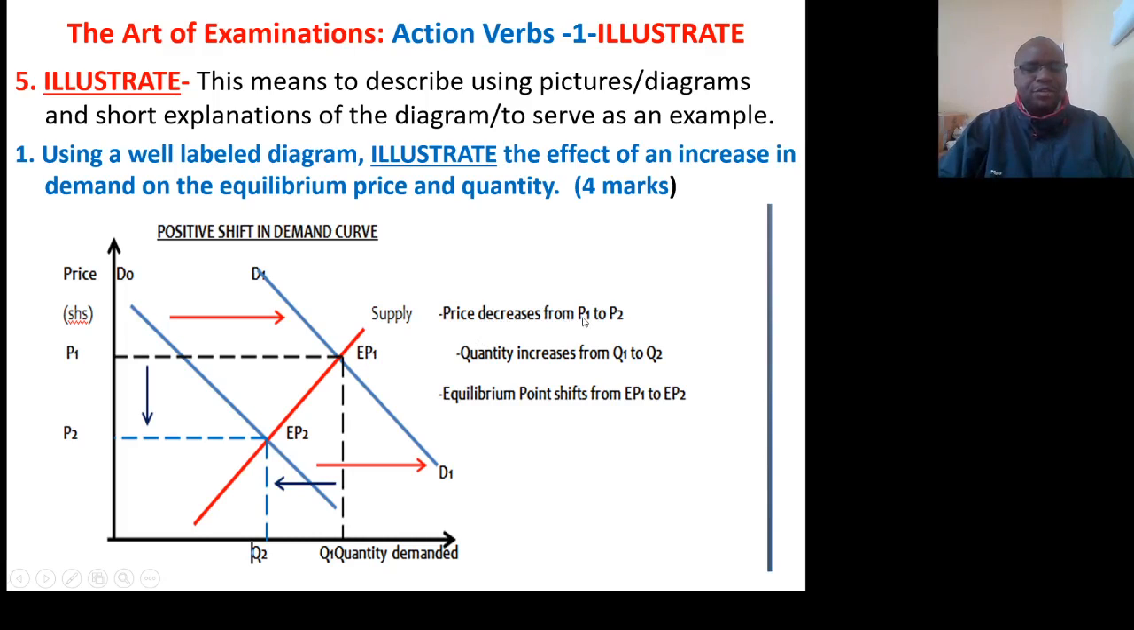So price increases from P1 to P2. Quantity increases from Q1 to Q2, and equilibrium point shifts from EP1 to EP2.